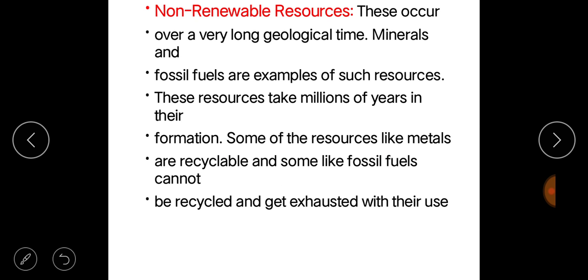Now another is non-renewable resources. Non-renewable resources occur over a long geological time. Minerals and fossil fuels are examples of these resources. They take millions of years for their formation. That means it is very difficult to replenish them, because it takes millions of years.